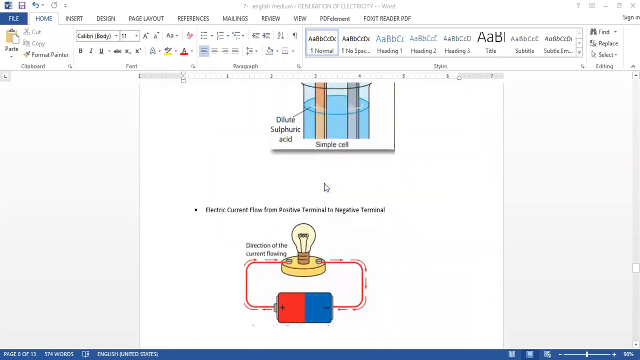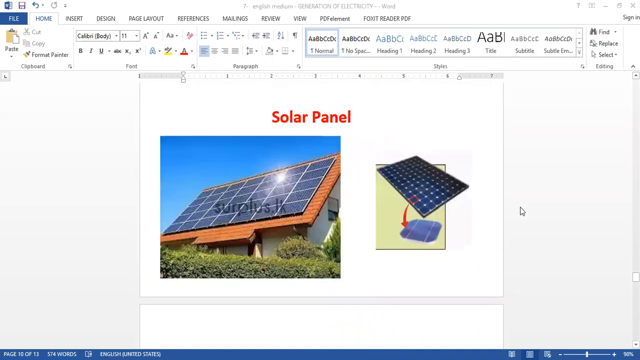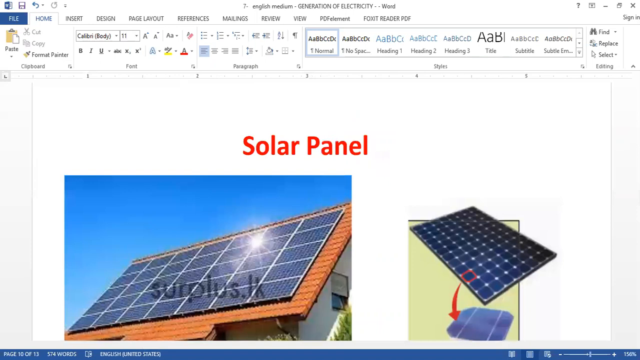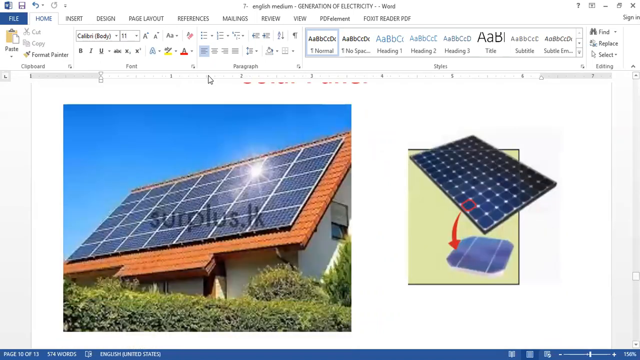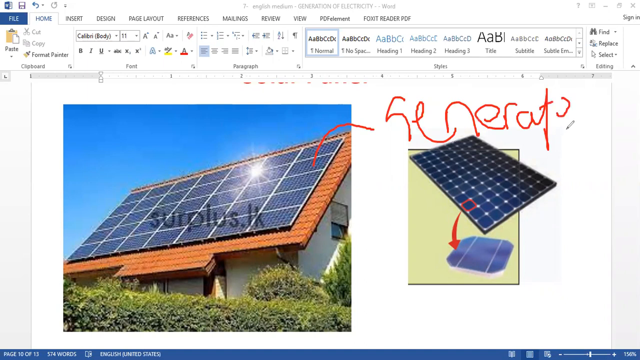Nowadays, a trending word is solar panel. Have you seen a solar panel? Might be you have seen that. Solar panel is fixed. Why is it fixed? To generate what? To generate the electricity.